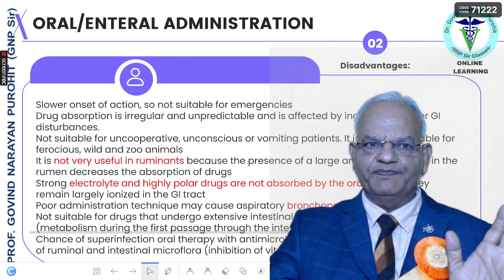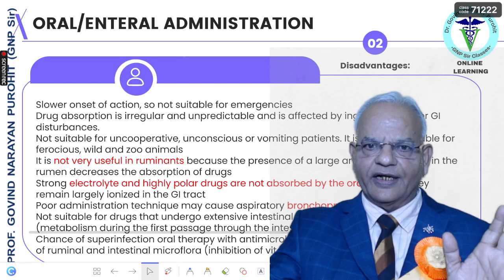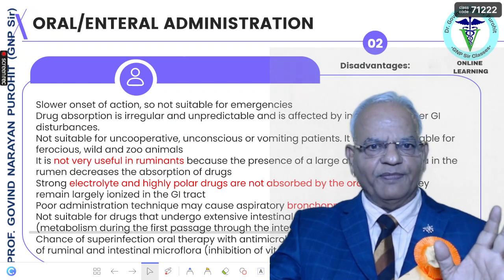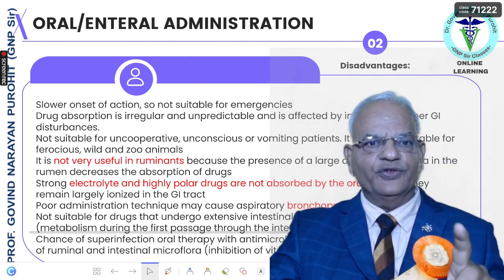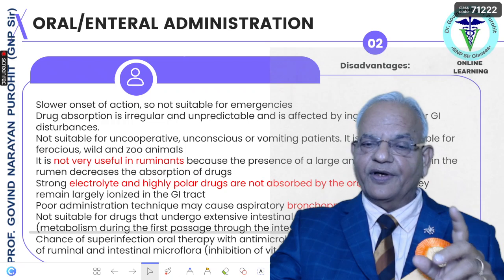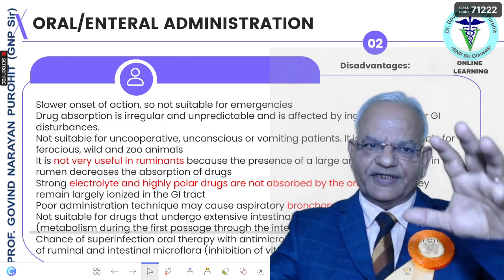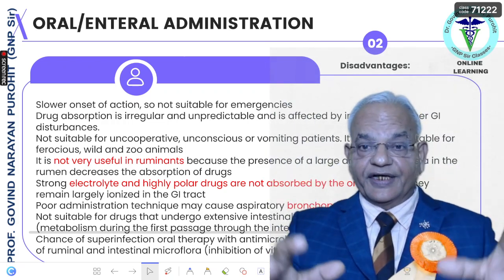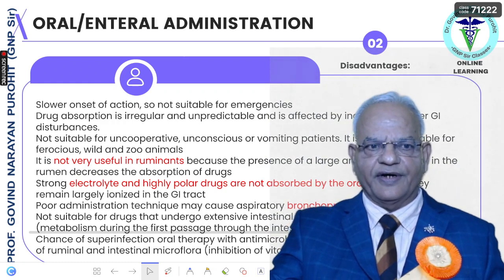Slower onset of action, drug absorption is irregular and unpredictable. It is not suitable for uncooperative or unconscious patients. It is not very useful in ruminant species because of the presence of a large amount of ingesta in the rumen, which decreases the absorption of the drugs.